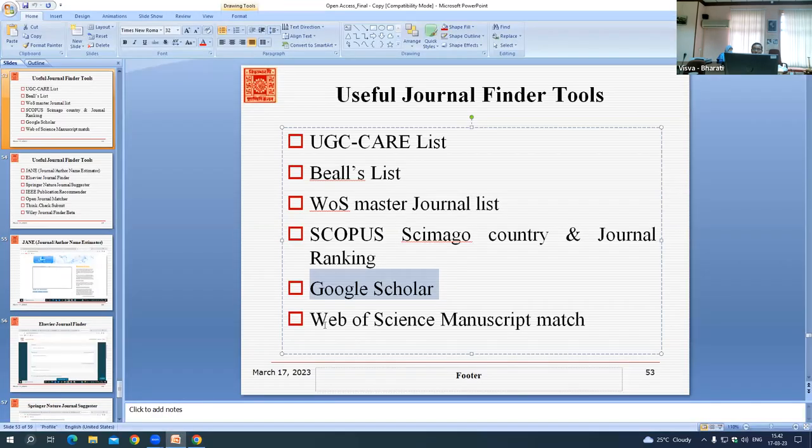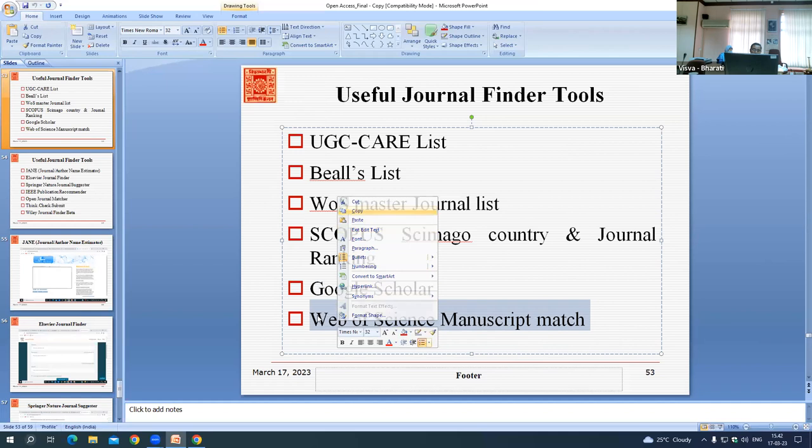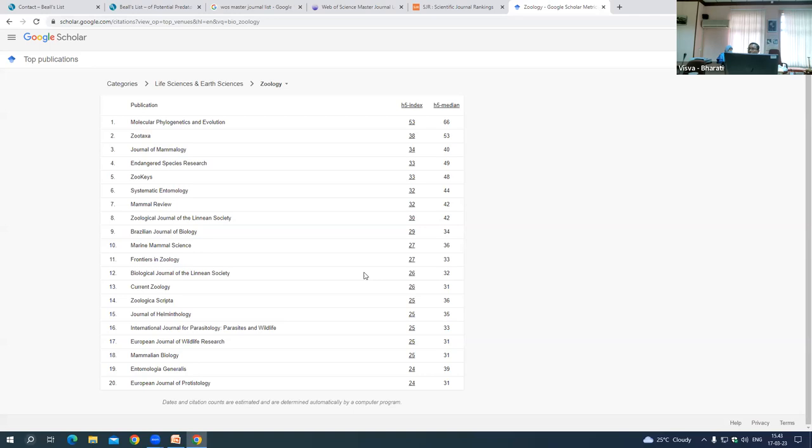So next is Web of Science manuscript matching. Till now I was talking about the database, how we can select the best suitable journal by searching the database. Now I am talking about matching, that is, I have an article, so I want to match it with other journals. Where do we want to publish? So this is another technique.